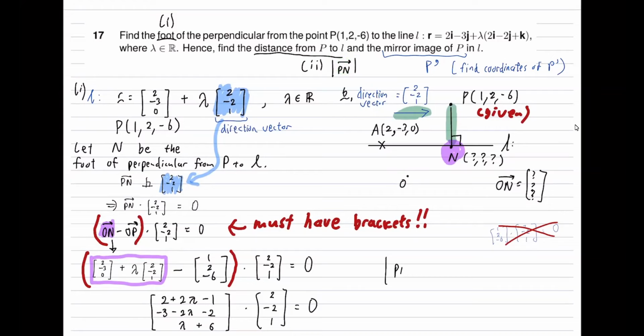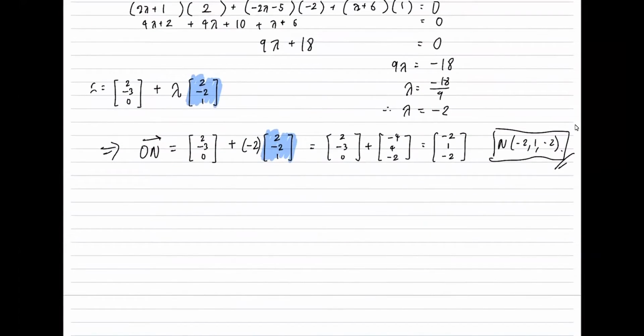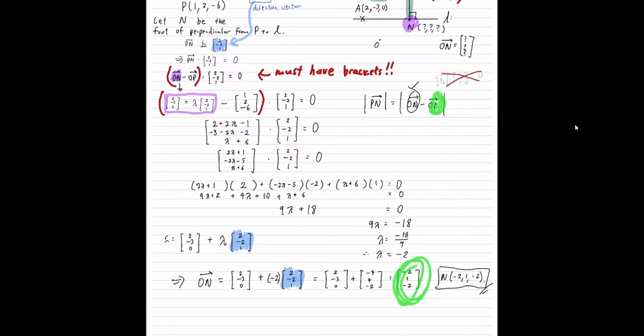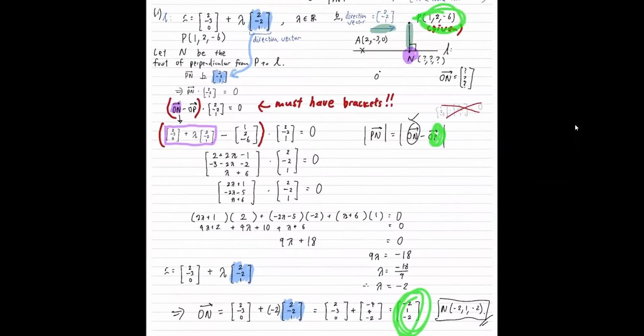Always remember, what minus what? It's ON minus OP. N minus start, N minus start, N minus start. Must remember ON minus OP. Good. Do you know ON? Yeah, we just found. That's from part 1. You remember ON? What else? Do we have OP? Yeah. Look back at the diagram. Given 1, 2, negative 6, then just sub in. OP. Then after you subtract, then you find modulus.